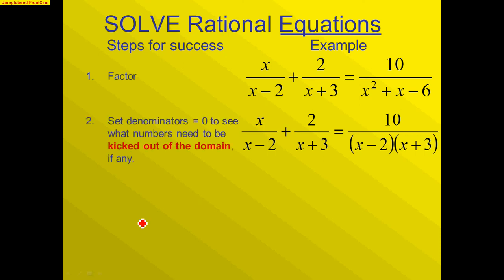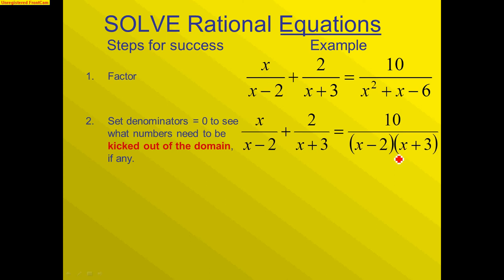Now take each denominator and set it equal to 0 to see what numbers need to be kicked out of the domain, if any. I'm not saying that just because you have a denominator you'll have a bad x. Now, I don't actually set these denominators equal to 0 because I can just figure them out, right? I can just visually know that 2 would be bad here, -3 would be bad here, 2 would be bad here, -3 would be bad here, and yes, that's a coincidence. That's me making a math problem easy, that the bad x's on the left side are the same as the bad x's on the right side.